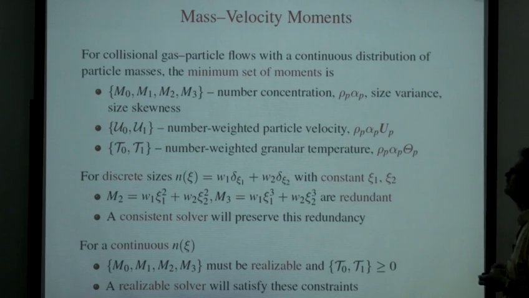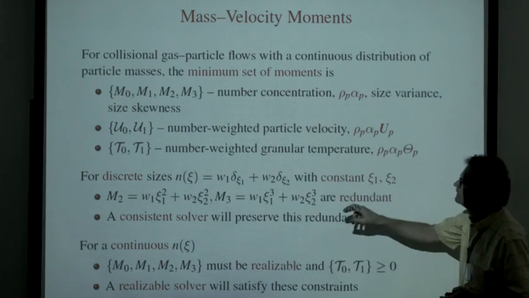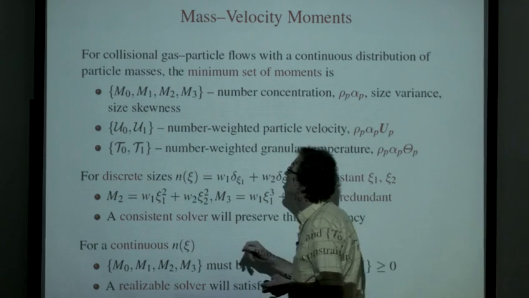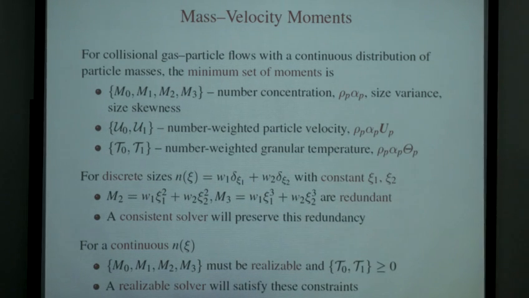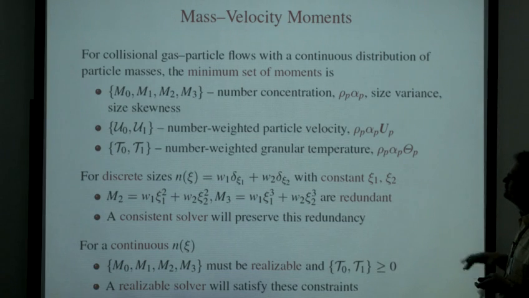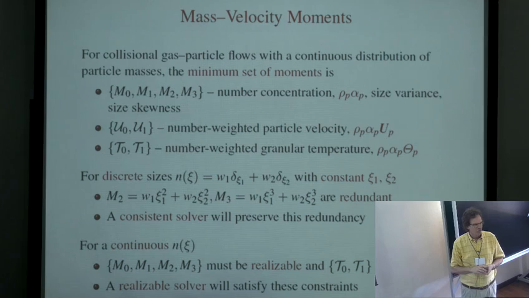And then for the granular temperature, we do the same thing. Number weighted granular temperature is T naught, and T1 is the normal granular temperature that you solve in a kinetic theory model. Those are the set of moments I'm going to use mostly today. There are two special cases that you want your method to work for.